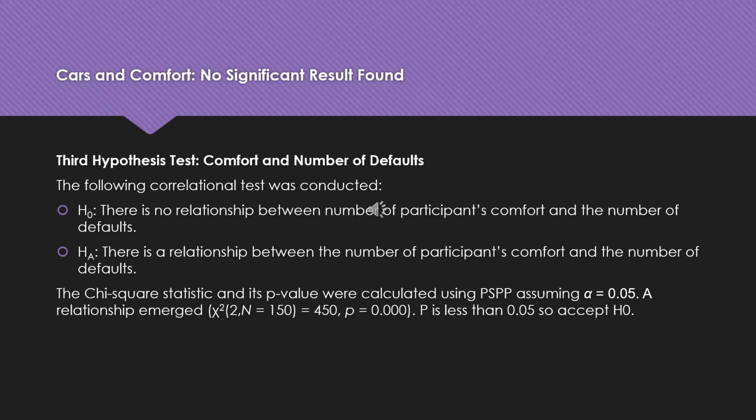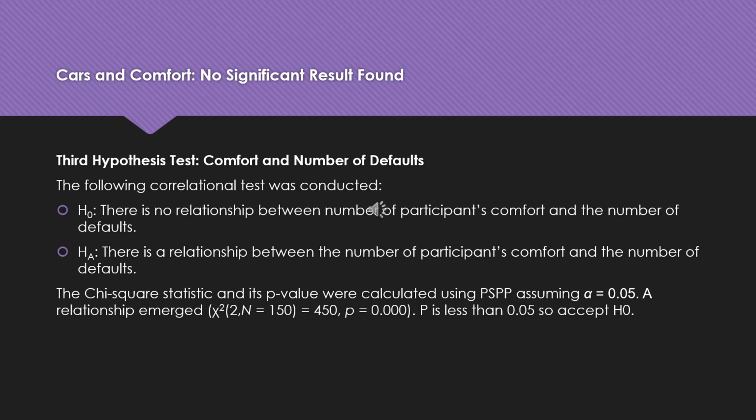Our last hypothesis here consists of testing the number of the participants' cars and his level of comfort. The following correlational test was conducted. The null hypothesis states there is no relationship between number of participants' comfort and the number of defaults, whereas the alternative hypothesis, there is a relationship between the level of the participants' comfort and the number of defaults.